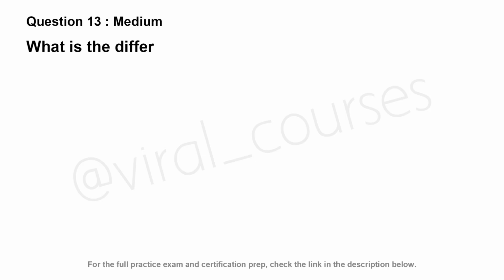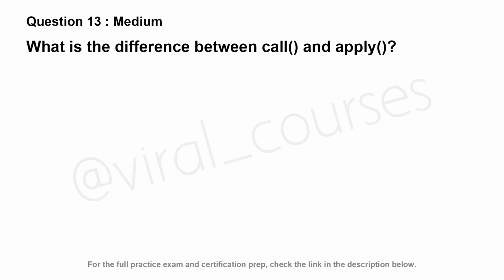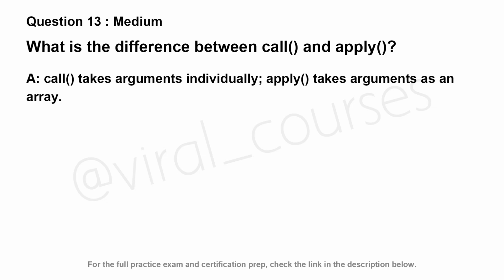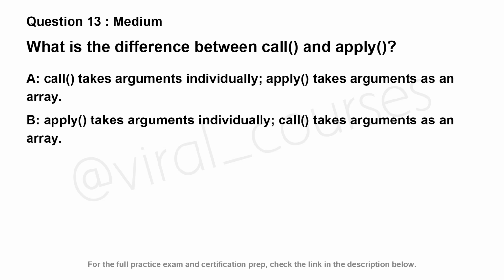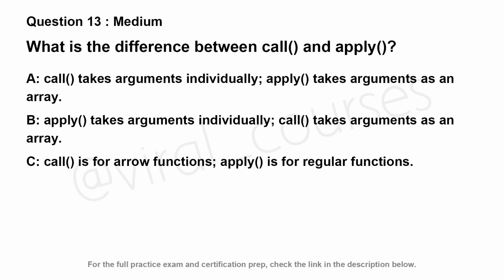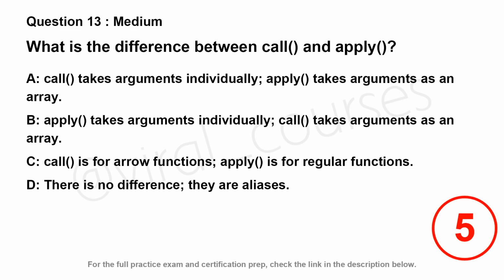What is the difference between call and apply? Option A. Call takes arguments individually. Apply takes arguments as an array. Option B. Apply takes arguments individually. Call takes arguments as an array. Option C. Call is for arrow functions. Apply is for regular functions. Option D. There is no difference. They are aliases.